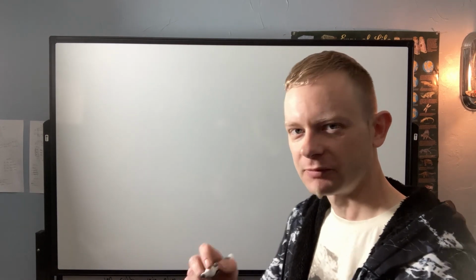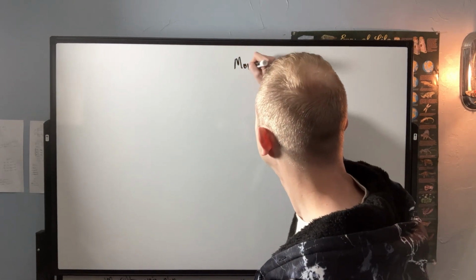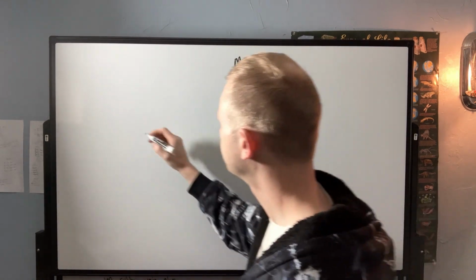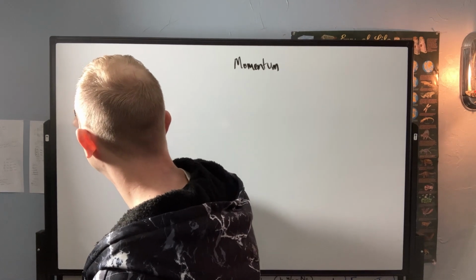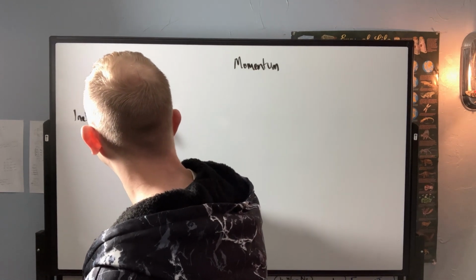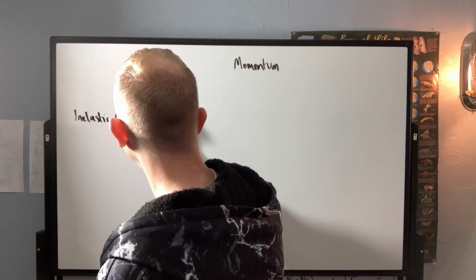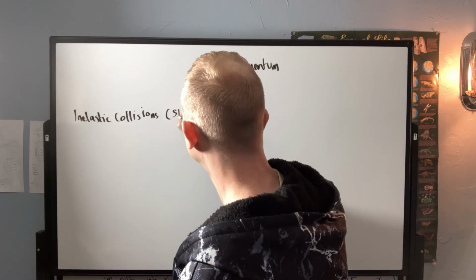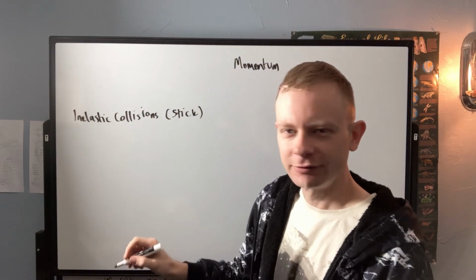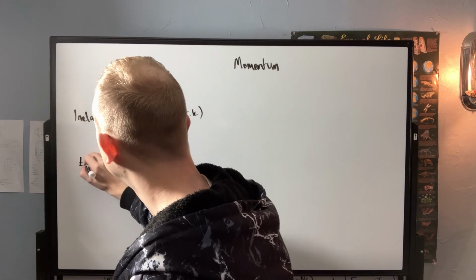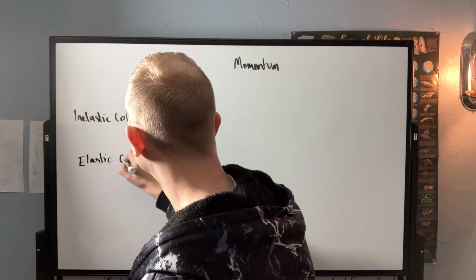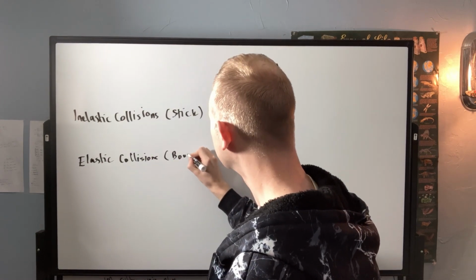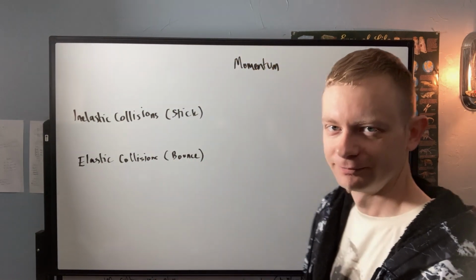So in this lesson, we're studying momentum, things flying around, and collisions. Now we might have inelastic collisions, and this is where things would stick like glue. And over here we would have elastic collisions, where things would bounce like rubber.